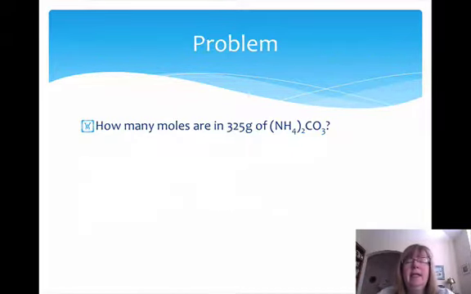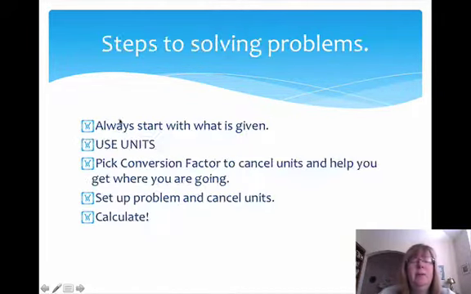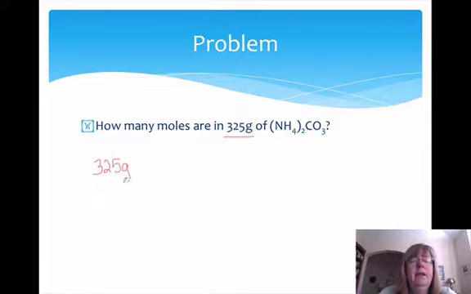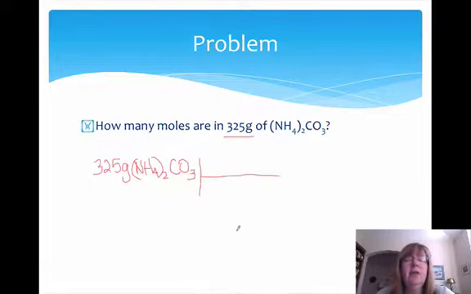So let's go back to this. We have 325 grams of ammonium carbonate. So start with what's given: 325 grams of ammonium carbonate. Now, we want to go to moles. And so to do that, we're going to need to pick our conversion factor. Grams to moles is molar mass.